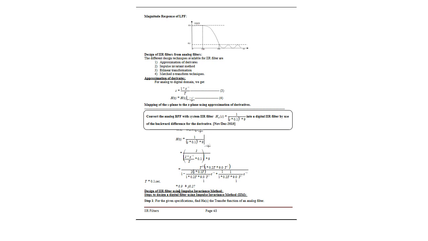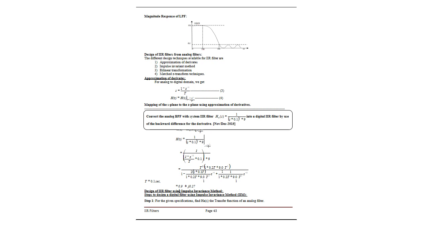Next we have to find the magnitude response of the low pass filter. To design IIR filters from analog filters, we have the available techniques: approximation of derivatives, impulse invariant method, bilinear transformation, and matched Z transform technique. First is the approximation of derivatives. For the analog to digital domain, we get s equal to (1 minus z inverse) divided by T. So H of z is equal to H of s with s tending to (1 minus z inverse) by T.